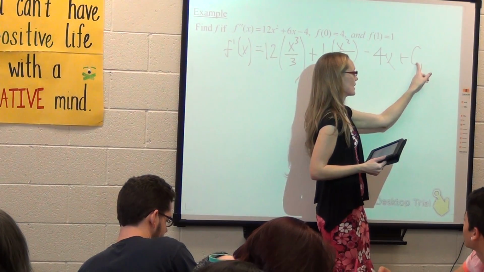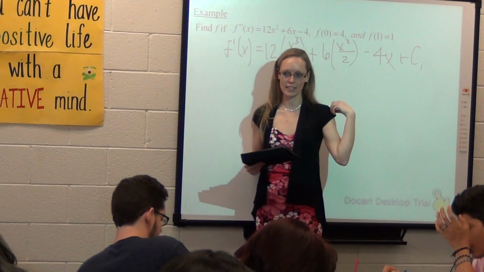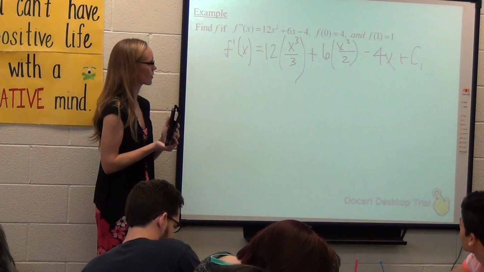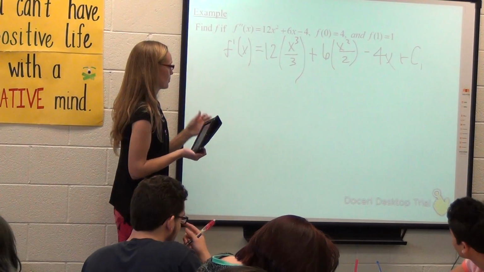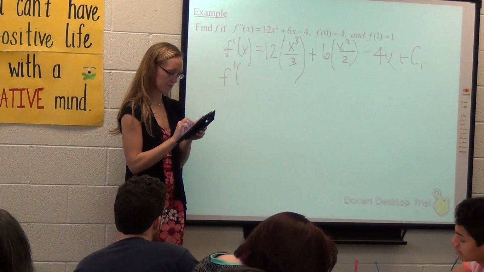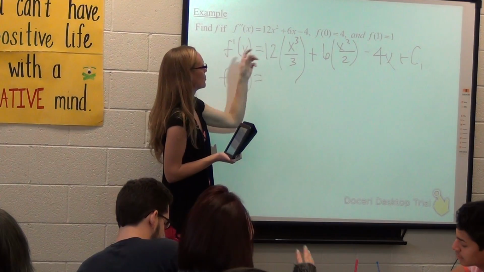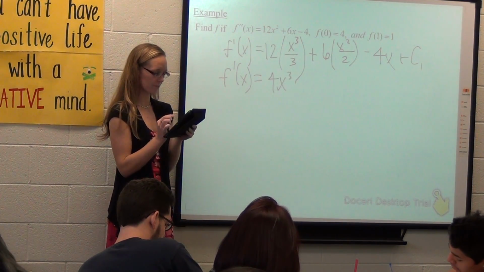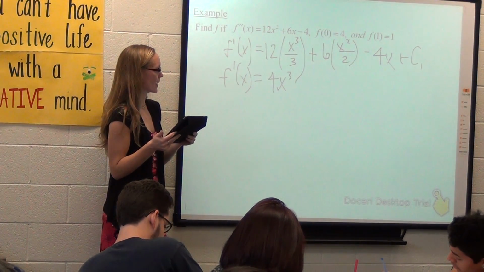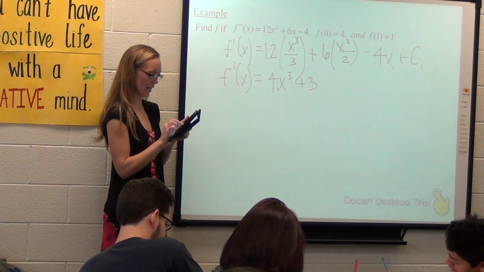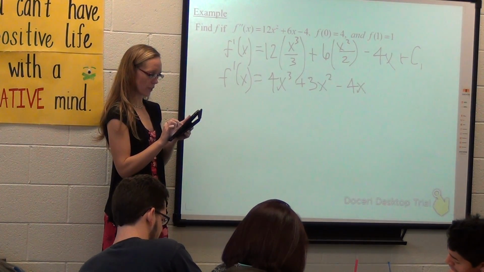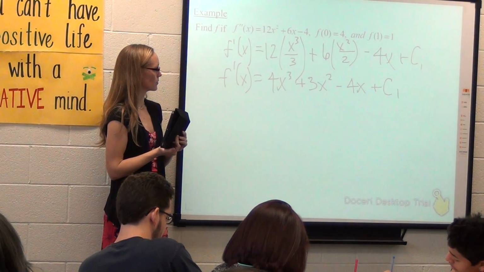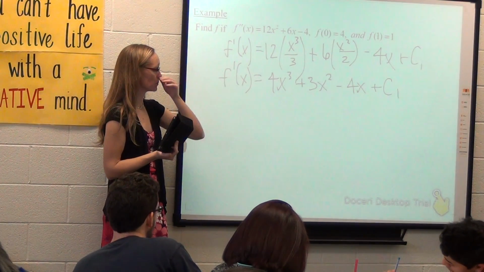So I'm going to write this as c sub 1, because we're going to end up with another c. Let me simplify this. We have 12 times x to the third divided by 3, so this is 4x to the third. 6 times x squared over 2 is going to become 3x squared, minus 4x plus c sub 1. I just simplified that.